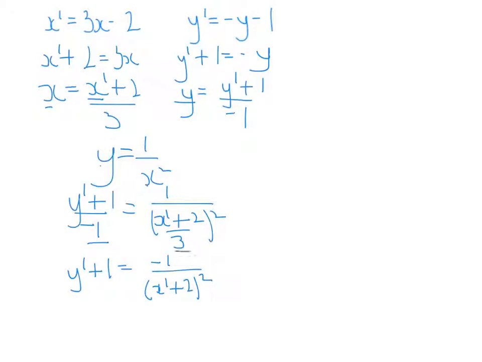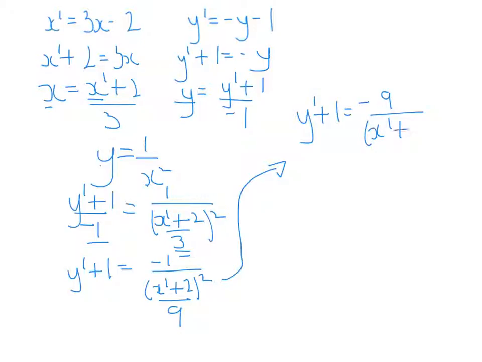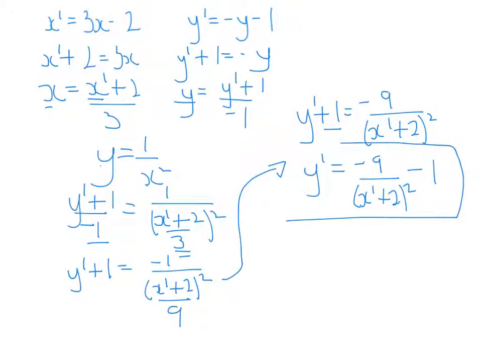Now this will be 3 squared on the bottom here, which will be 9. Now I'll flip that up to the top. So I'll end up with the new y value plus 1 is equal to minus 9 over x dashed plus 2 squared, and I'll take this minus 1 across to the other side. Now this is the equation that my old truncus has been transformed into after a series of transformations.